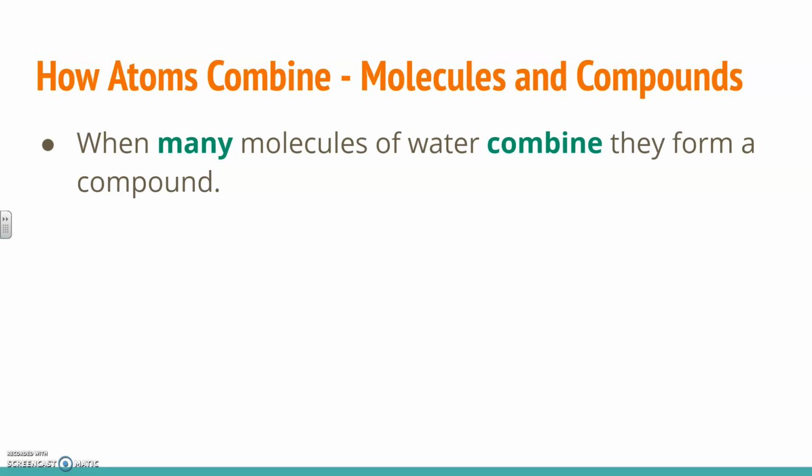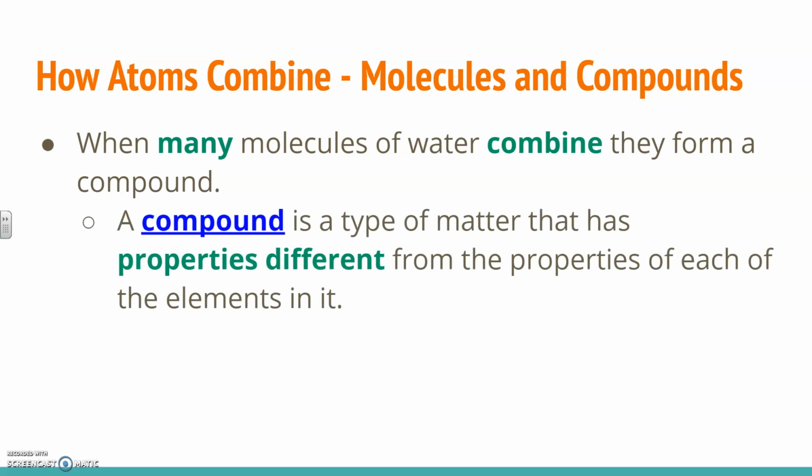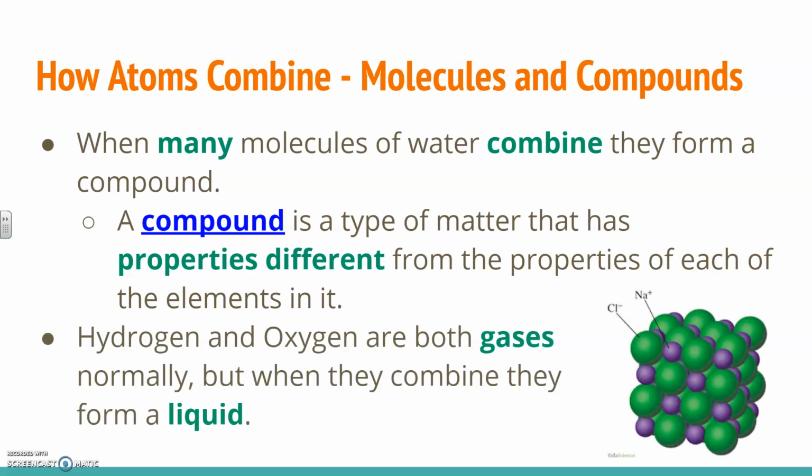When many molecules of water combine, they form a compound. So we're going to try and differentiate these words in our heads because they're very similar. A compound is a type of matter that has properties different from each of the elements inside of it. So here's that example again. Hydrogen and oxygen are both gases normally, but when they combine, they form a liquid.